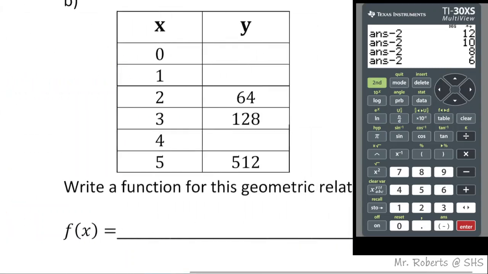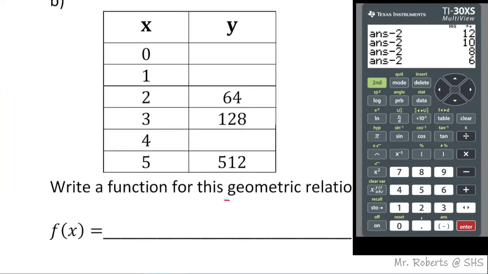This next one says it's a geometric relationship. So now I know that this is growing by multiplying by something. Question is, what am I multiplying by? Well, because I've got two values here, I'm multiplying by b, but I don't know what it is. So what I can do to figure it out is I can take 128 and divide it by the previous term, 64. And when I do that, I get, oh, this is easy too. b is 2.